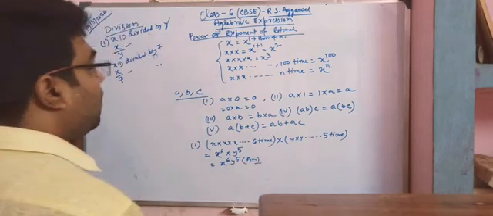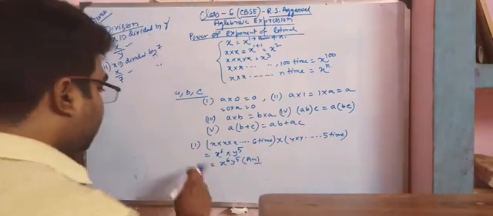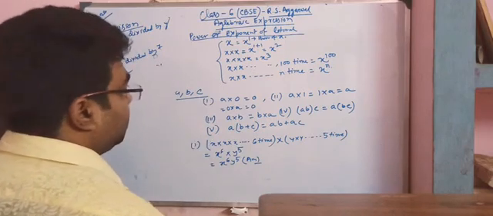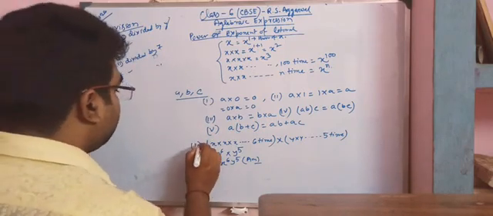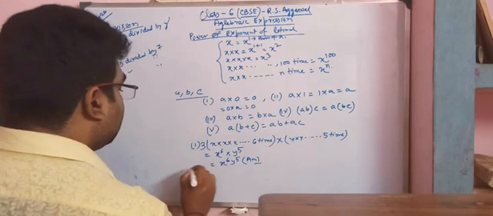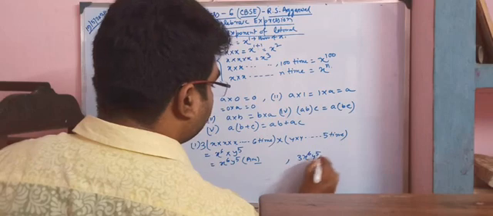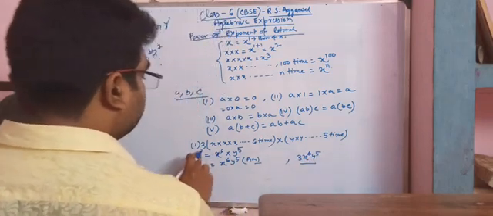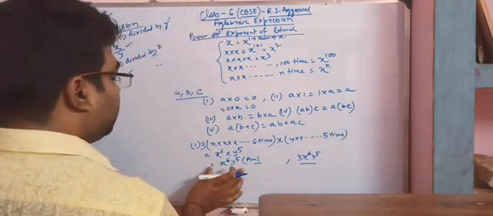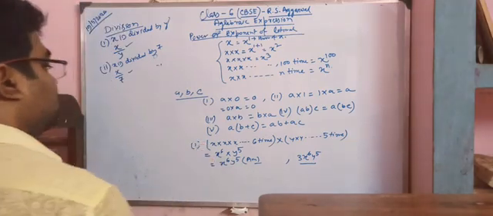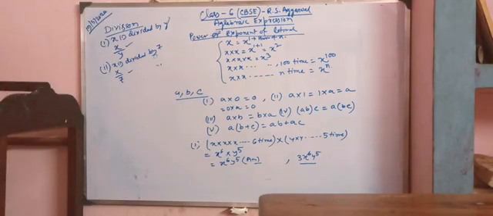It's clear. Now if we take any constant term, that constant term should remain here. Suppose we take 3 here, then my answer should be 3x to the power 6, y to the power 5. But here 3 is not present, so we can write only this as the answer. So that's it.